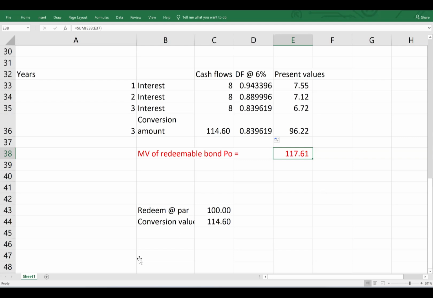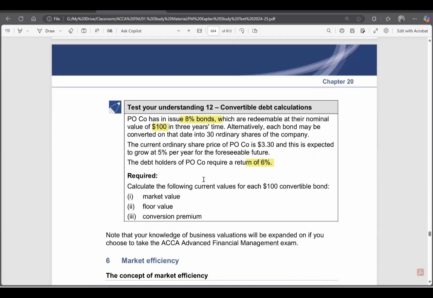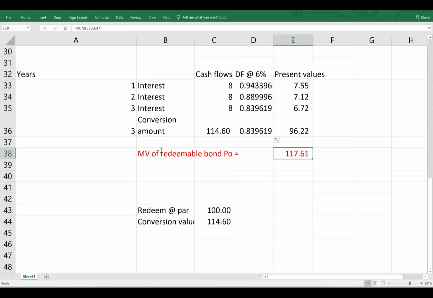Now, what else does he ask? First of all, he said find the market value, and I have found the market value already. The next thing is to find the floor value. What's the floor value? Remember, it's the minimum value. So how can we find the floor value? Just replace the conversion amount with the redemption amount and you will find the floor value. By the way, this is what I found.